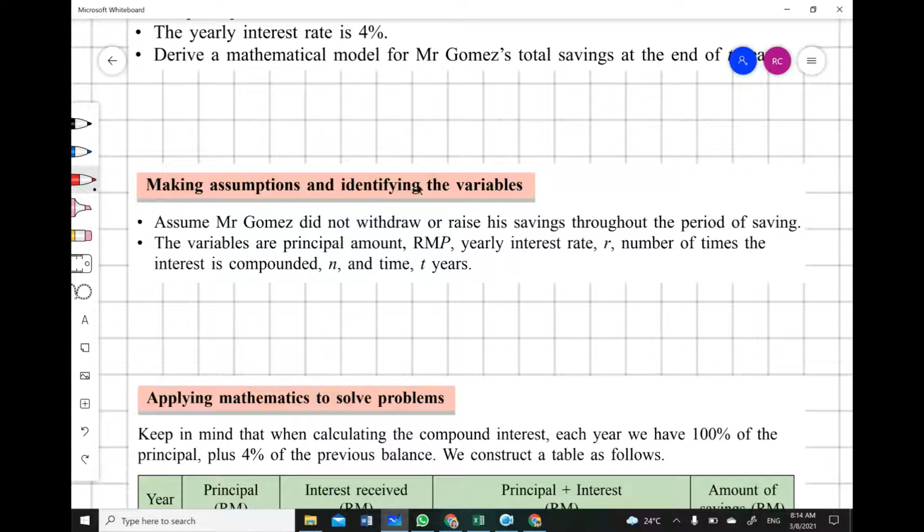Second, this part is the variable, identifying the variable here. The variables are the principal amount in RM. So you have to think of an appropriate alphabet to represent it. Like this one, because you learned in Form 3 already, so you already know how to represent the principal. Principal, we usually use P. Yearly interest rate is R. Number of times the interest is compounded, that is represented using n. And the time, T years. Okay, so we have altogether 1, 2, 3, 4 variables involved.